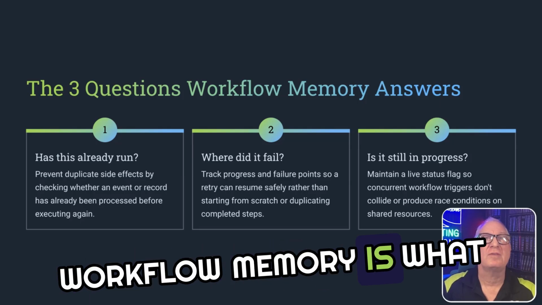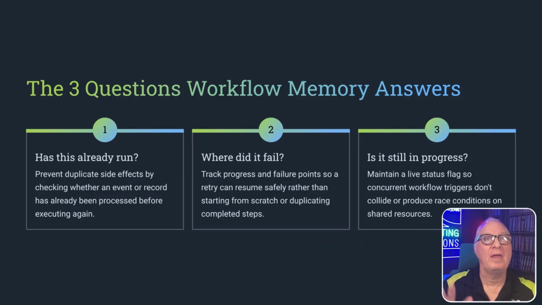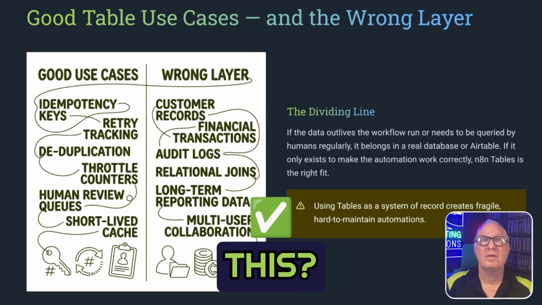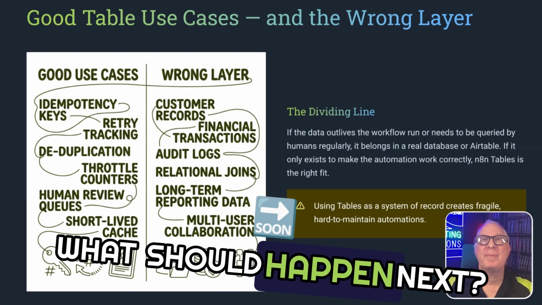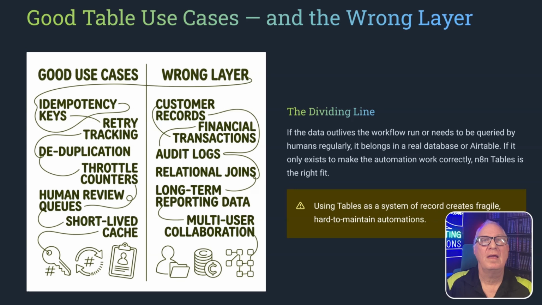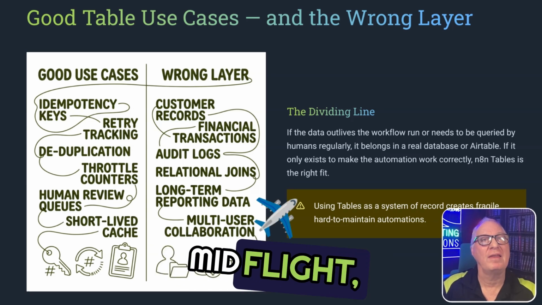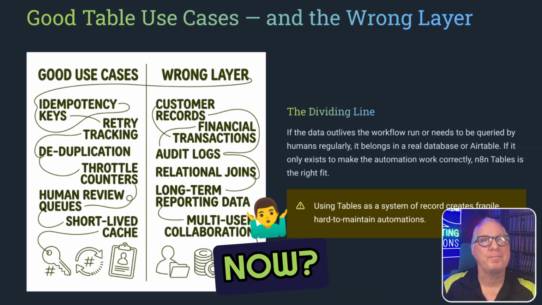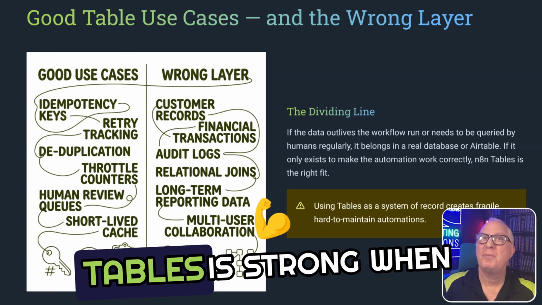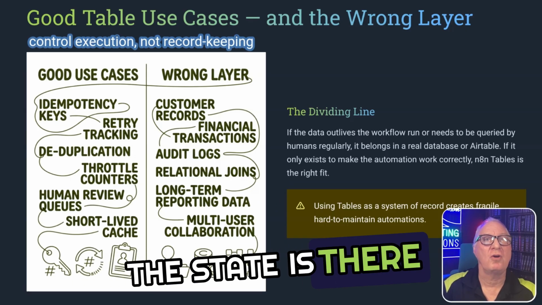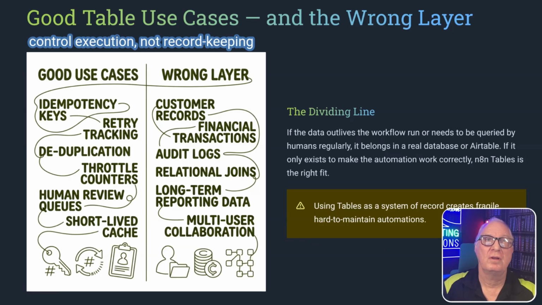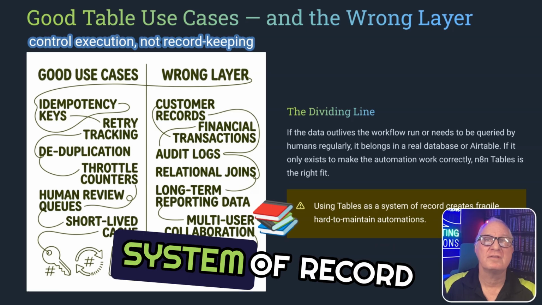Workflow memory is what lets you answer 3 operational questions. Did we already do this? What should happen next? And if we fail mid-flight, what do we do now? Tables is strong when the state is there to control execution, not to become your system of record.